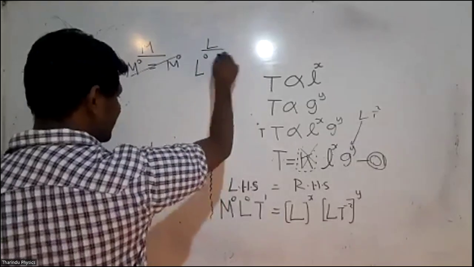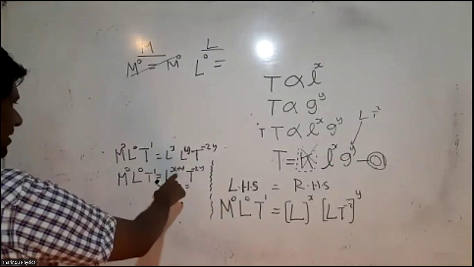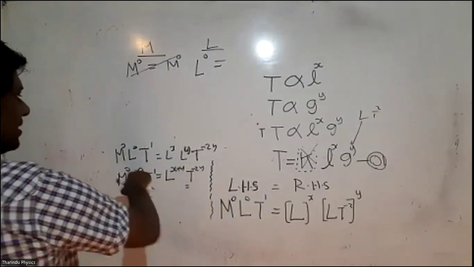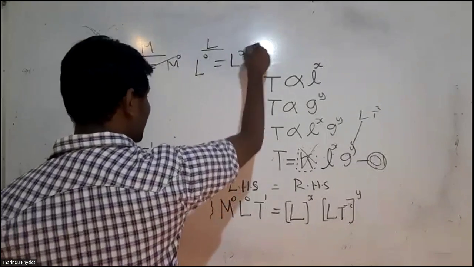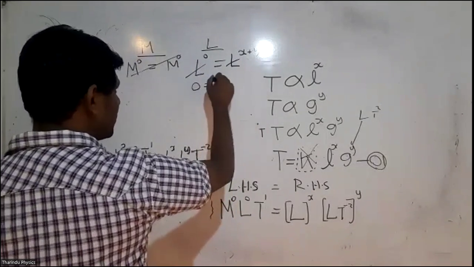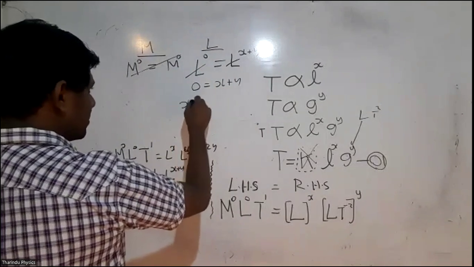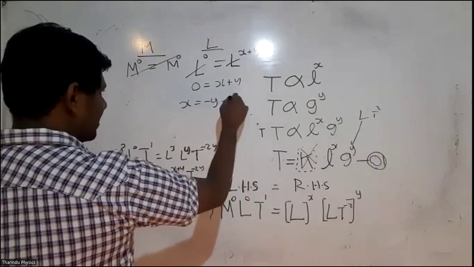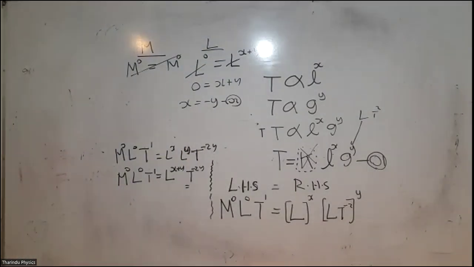L naught. So in the right hand side, it is not 0. See, L to the power x plus y. You can cap this one, and 0 equals x plus y. So x equals minus y, equation number 2. You don't solve it, but you found something.